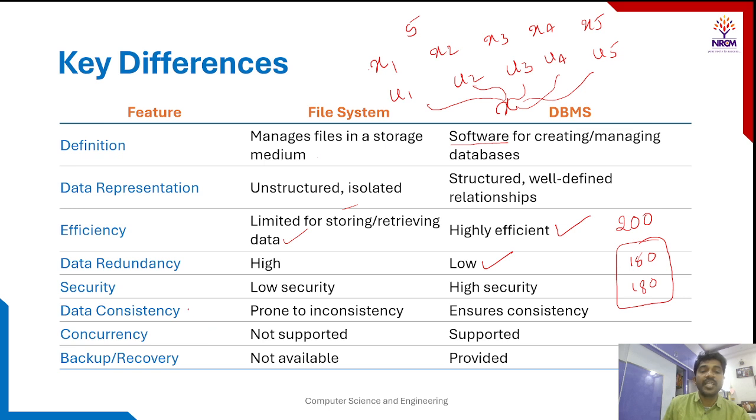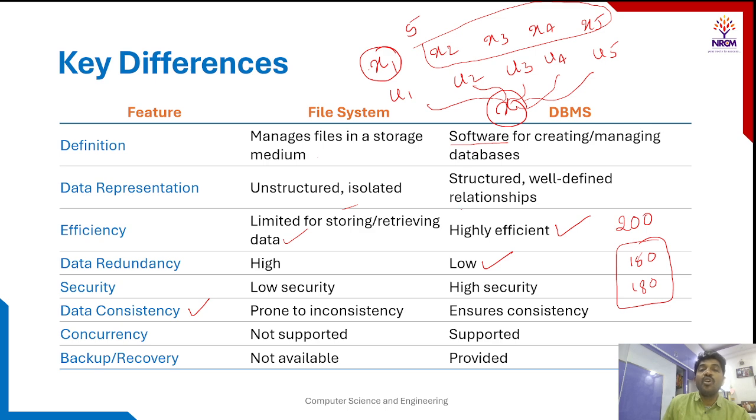And coming to the data consistency. For example, if you have 5 files and you do some modifications in this file, these 4 files remain the same with the old data. They don't have the updation. Got it? But in the DBMS, I have only a single file. It is going to maintain the consistent data, right? Ensures the consistency and concurrency.